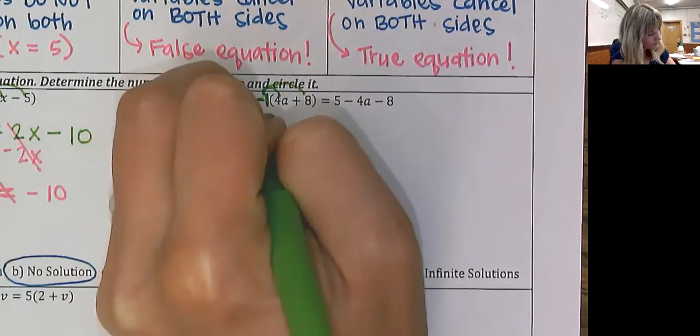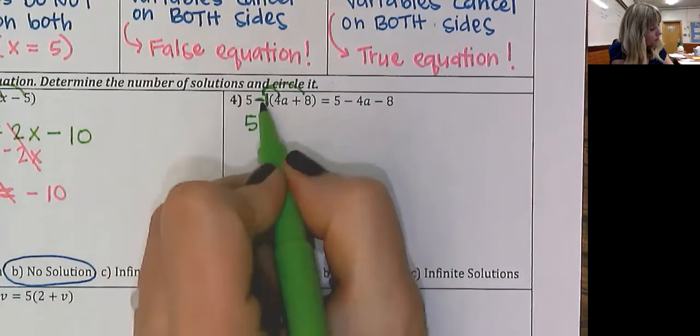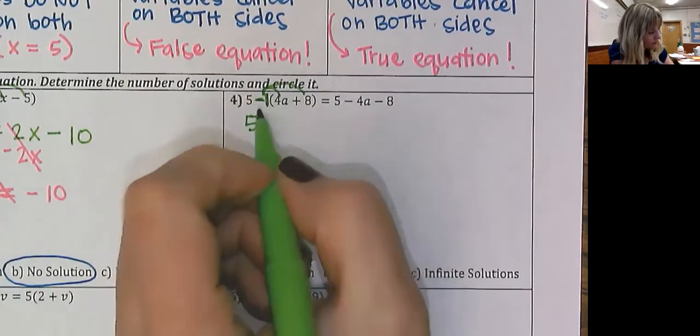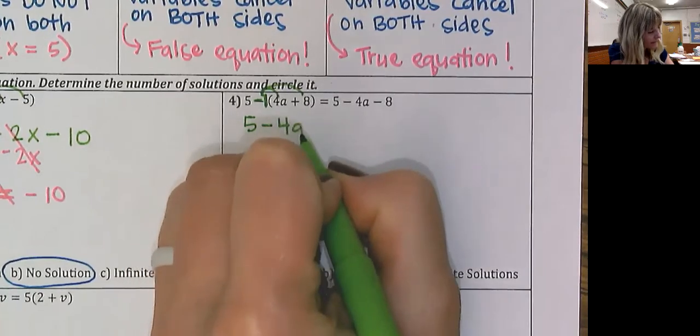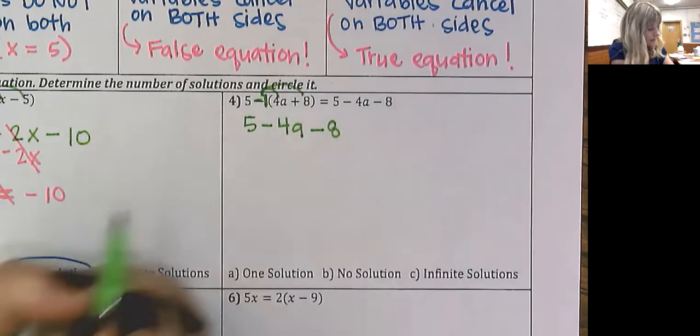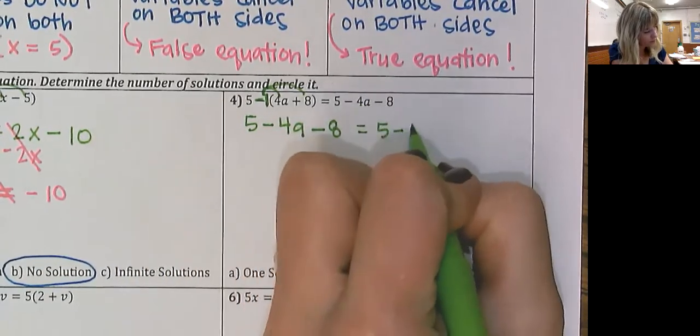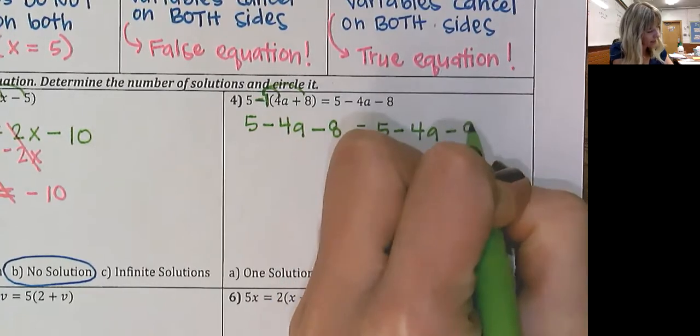So I'm going to do 5. I'm going to copy that because I'm not doing anything with it. And now I'm going to multiply by -1. -1 times 4 is -4a. -1 times 8 is -8. Equals, now I'm just going to write this side, 5 minus 4a minus 8.